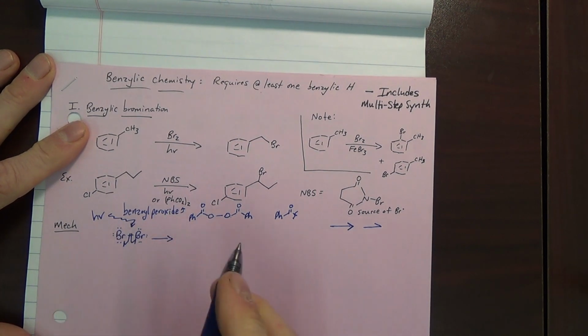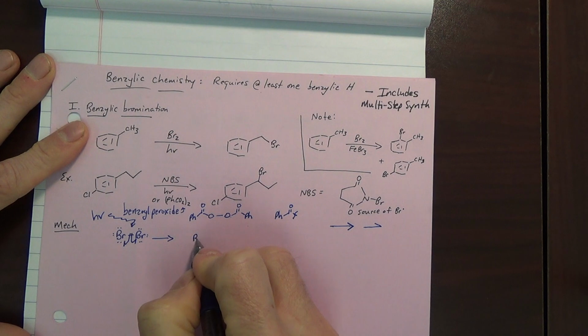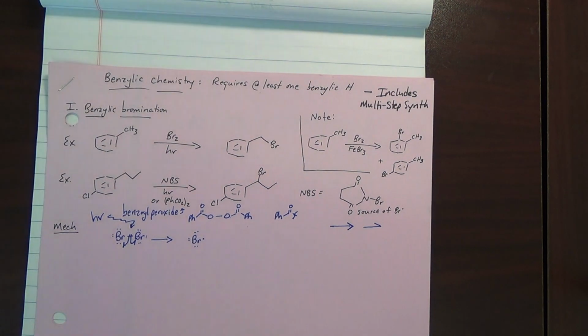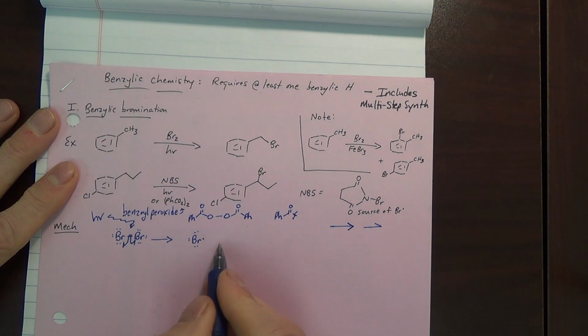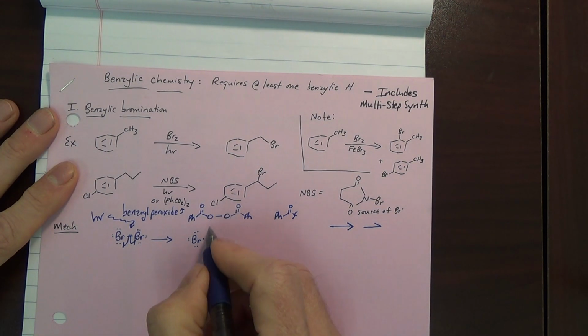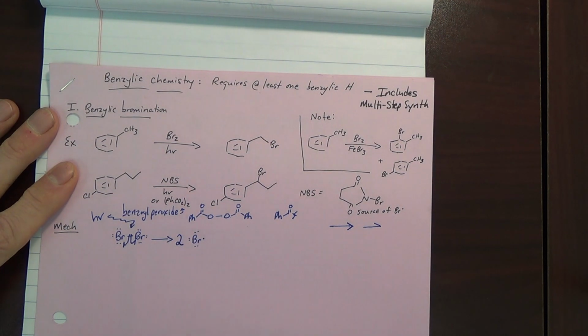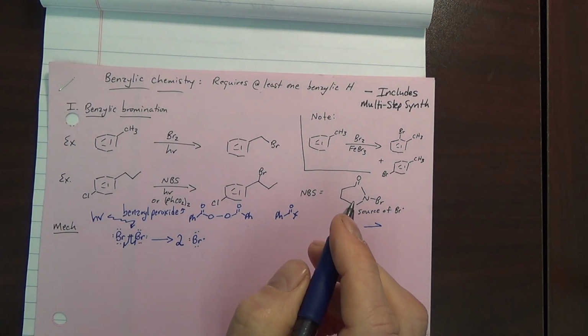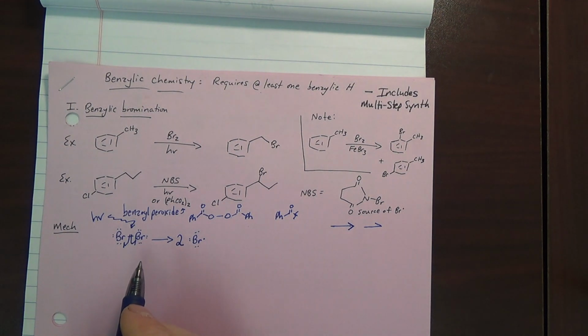This mechanism, promoted by the light or the benzoyl peroxide, forms a bromine with 3 lone pairs, but also 1 single electron. On one side, the other side would be the same exact thing. Instead of redrawing that, can I just show 2 here? And I believe I called this heterolytic bond cleavage. It's actually homolytic, because each bromine gets the same result. Each bromine gets a single electron.